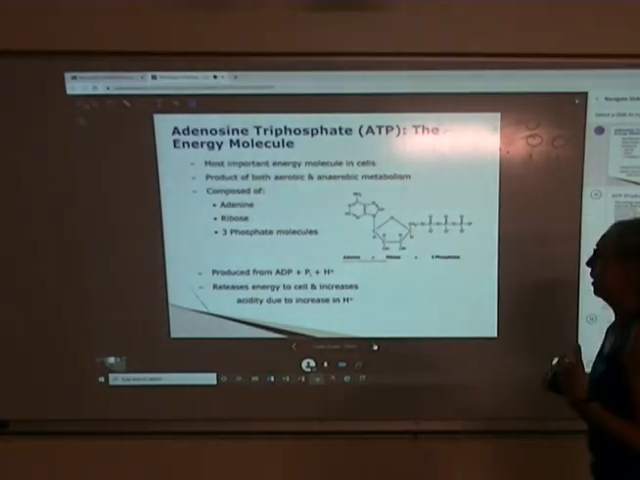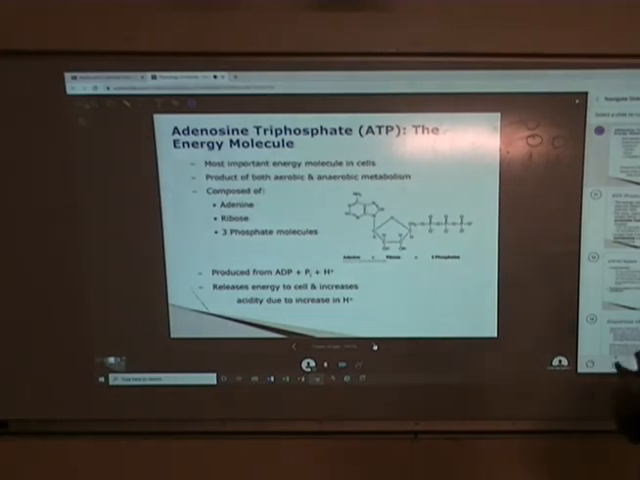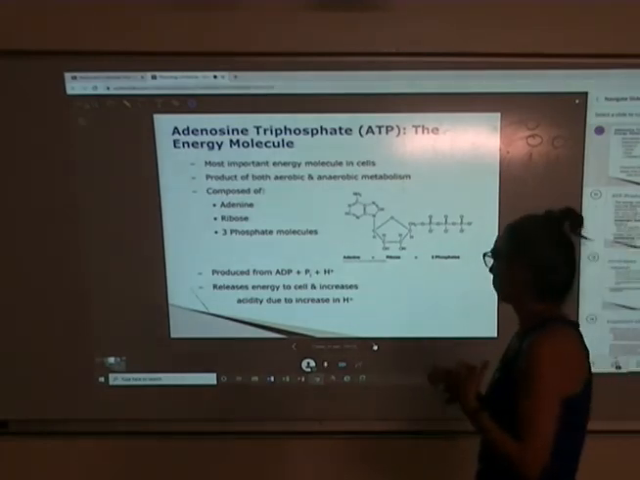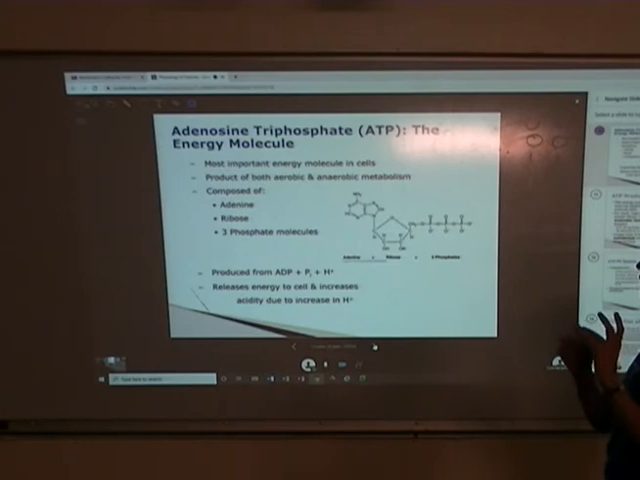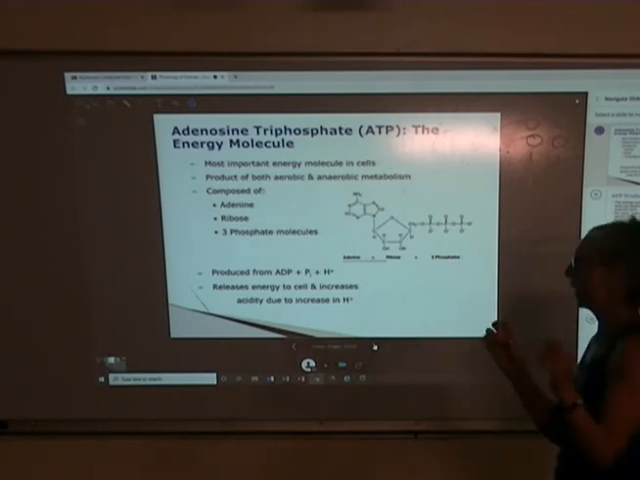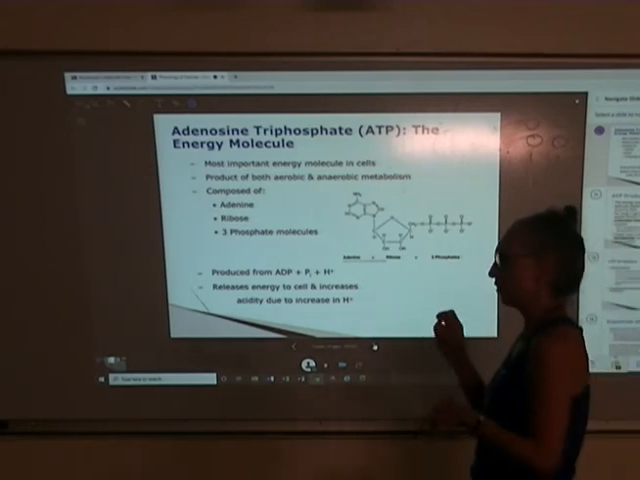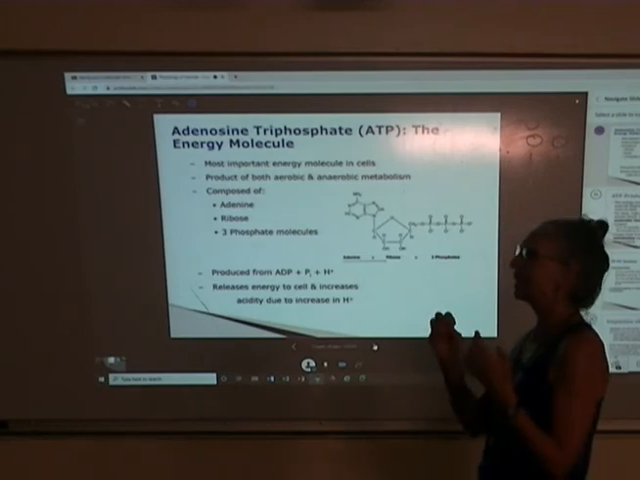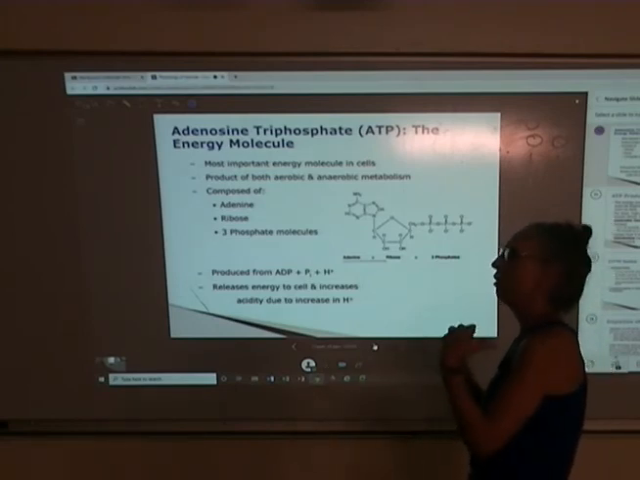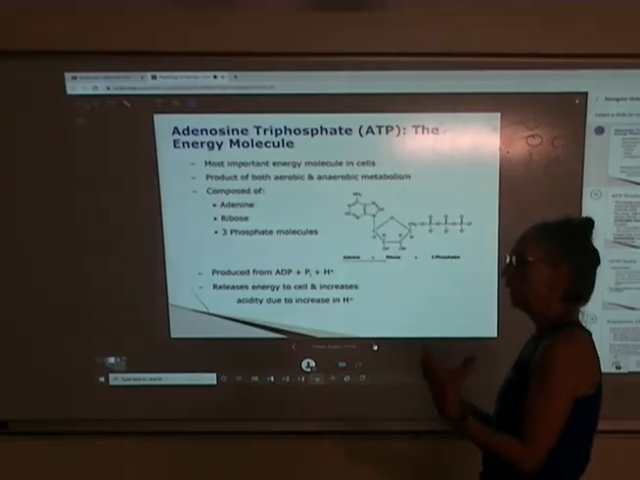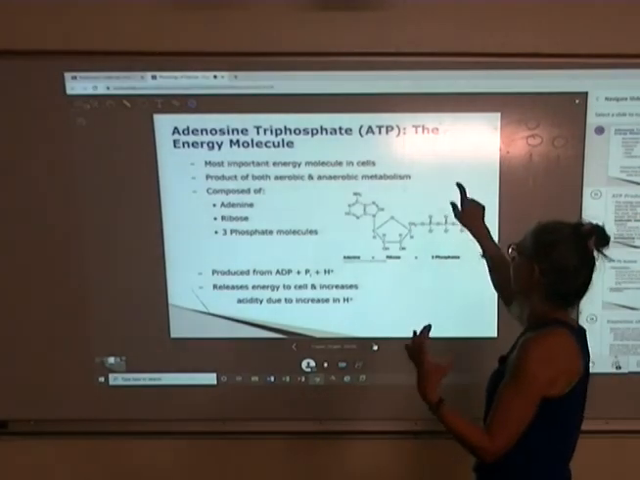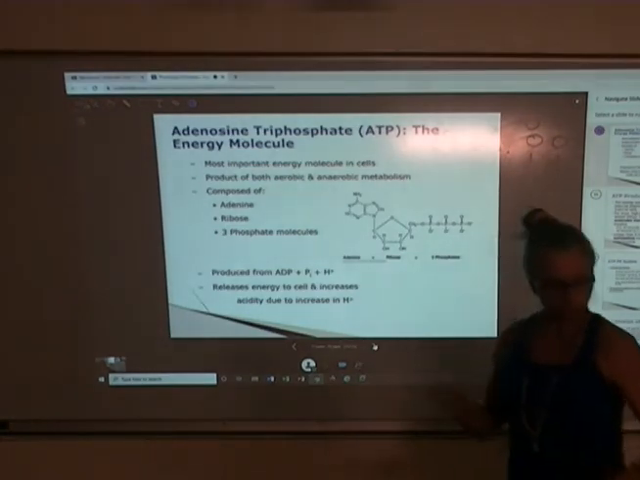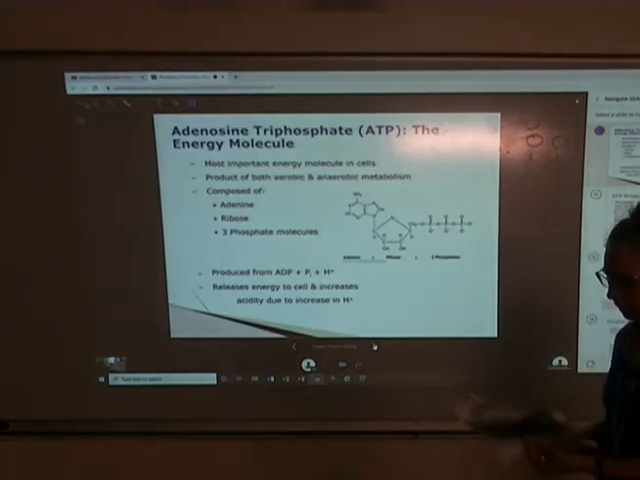So ATP is made up of adenosine, which is an adenine and a ribose, and 3 inorganic phosphate molecules. And we can take one of those inorganic phosphate molecules away, and we have another energy molecule called ADP, adenosine diphosphate. The problem is ADP can't be used for energy in the human body. Even though it has energy in it, I can't access that energy. The only energy I can access is in ATP.